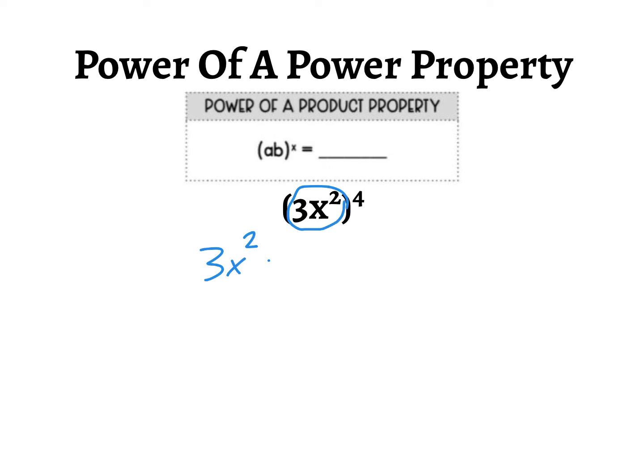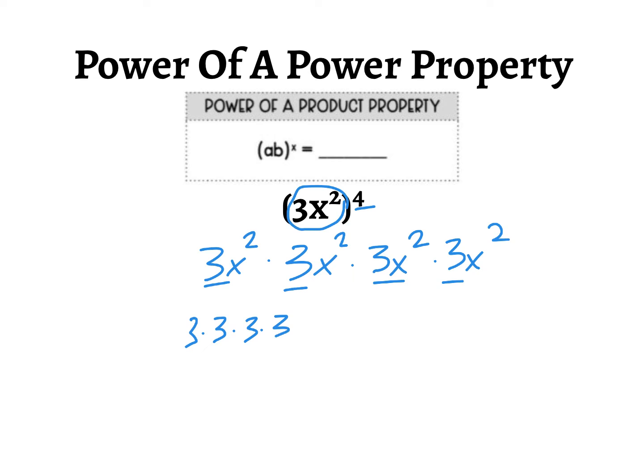This term is raised to the 4th power. So I'm multiplying it by itself a total of 4 times. Sorry, let's make that a 2 at the end. So I can group the numbers with the numbers, which is all the 3's. So what I really have is 3 times 3 times 3 times 3. And then the x's, I'll combine those together because those are like terms: x squared times x squared times x squared times x squared. So I have that 4 times.